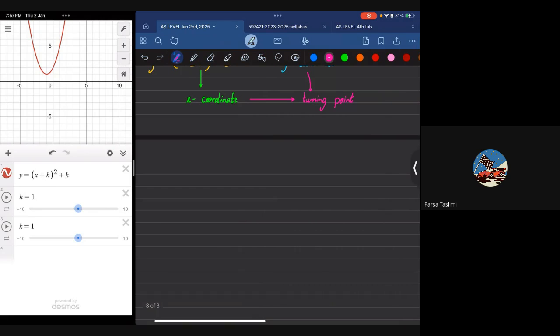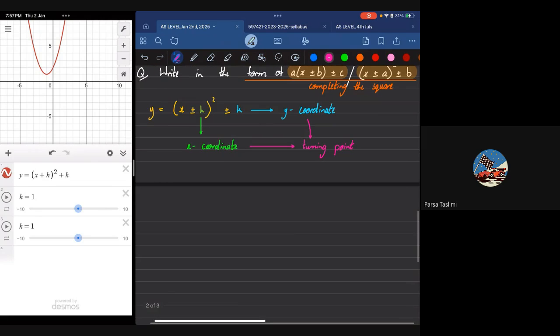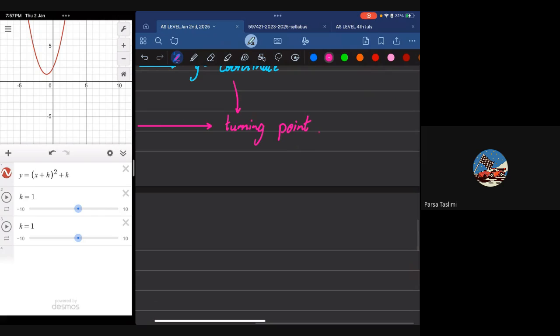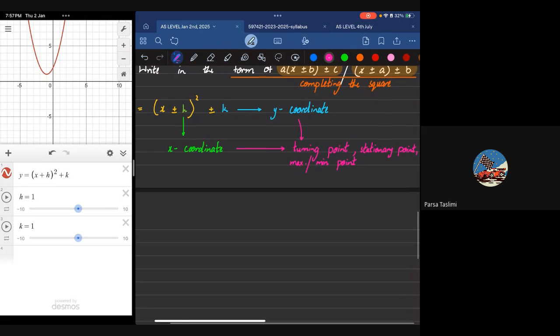The stationary point, basically where if you drew a tangent to that point, its slope would be 0. Yes, that's perfect. And it is also referred to as the minimum or the maximum point, depending on your graph. So your turning point, your stationary point, your minimum or maximum point is just the same thing.